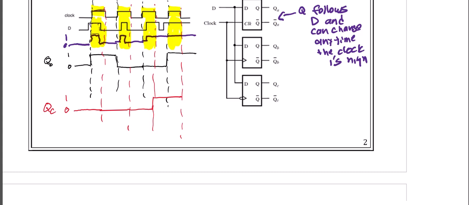I'll take a picture of it later. I can see it more. All right.